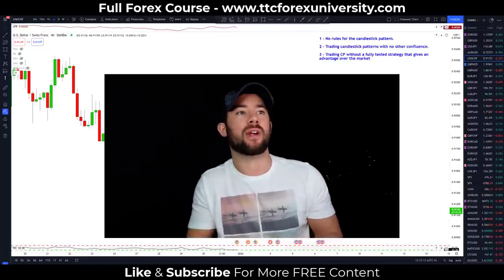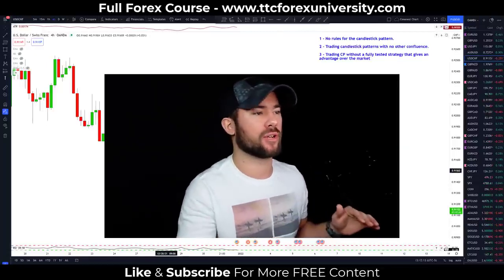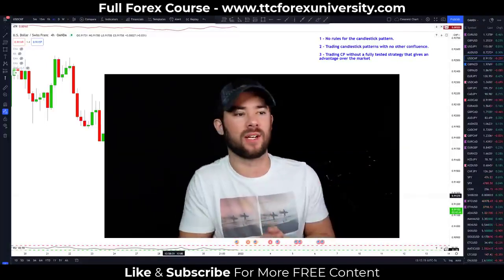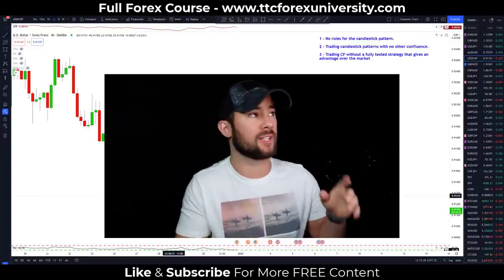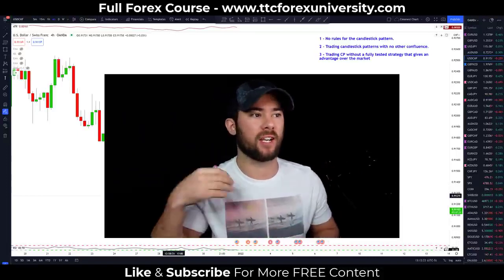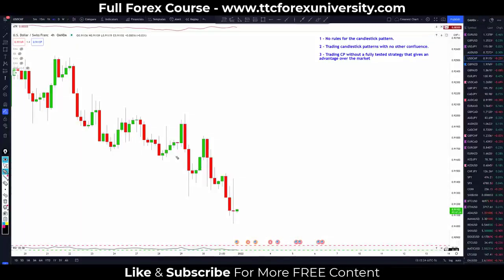Mistake number 2, trading candlesticks without any other confluence. Let's say you have some kind of emotional bias to believe the dollar versus the Swiss, which is the currency pair we're on, is going to go higher. And then you see a candlestick like this, and you buy, and you hope that we go way up here, then you see that we push down, and it stops you out.